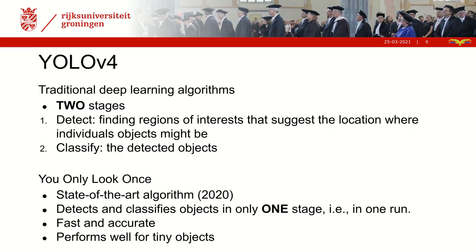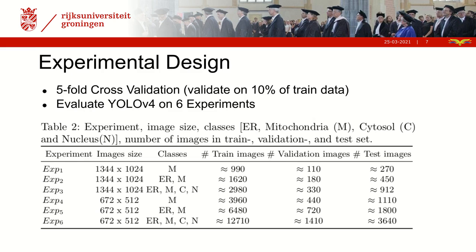microscopy data. For the evaluation of the YOLO model, we decided to define 6 experiments and apply a 5-fold cross-validation for each experiment. In the 5-fold cross-validation, the data is divided into train, validate, and test sets in such a way that each time, one fold is used to test the model, and the remaining folds are used to train and validate the model.